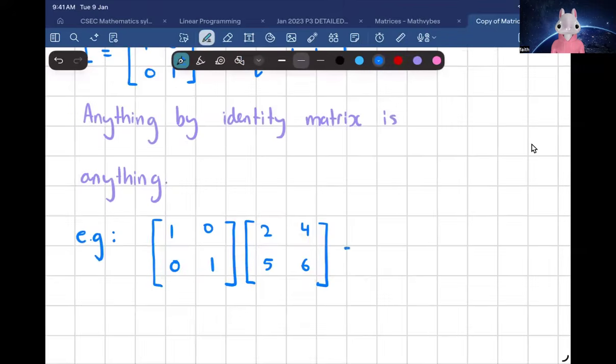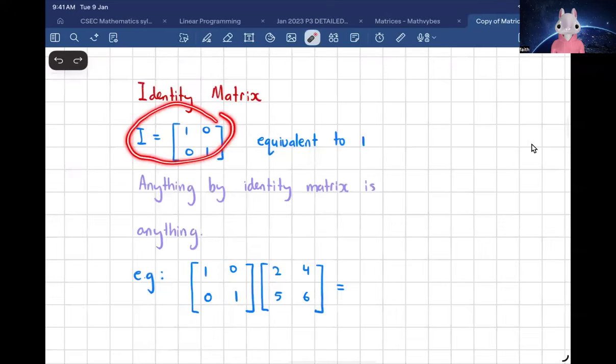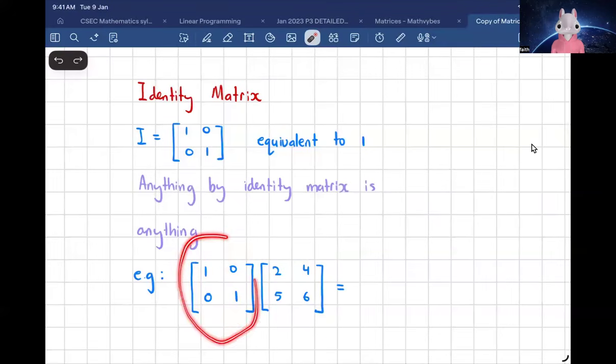So let me show you how you're going to do matrix multiplication. When you do matrix multiplication, it's the rows by the columns, right? And guys, I said that the identity matrix was equivalent to 1. So when I multiply this out, what am I supposed to get? If this thing is acting like 1, I'm supposed to get the same thing: 2, 4, 5, 6. So let me see.